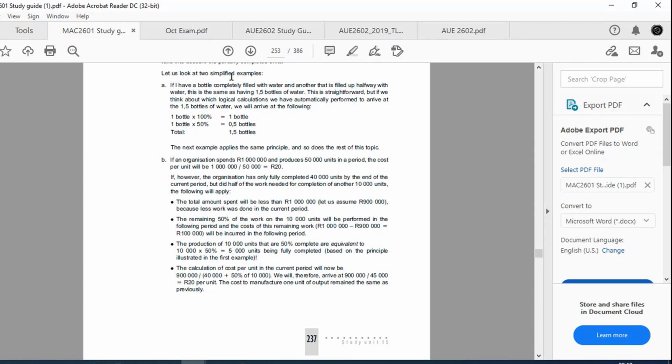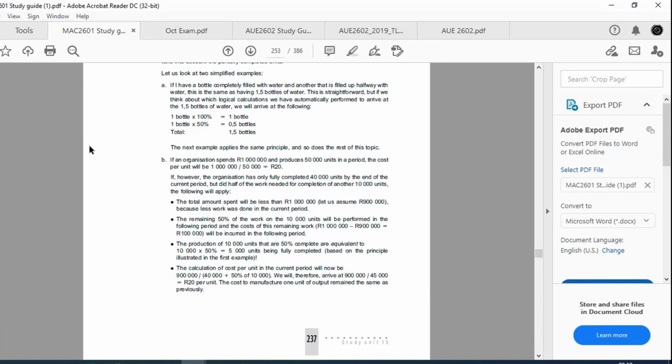So let's look at the following examples. If I have a bottle completely filled with water and another is halfway with the water, this is the same as saying it will be 1.5 bottles of water, right? It's straightforward. However, when you try to look at it in the context of processing and trying to measure how far we are with our process, we'll say that the first bottle is 100% complete. So that gives you 1. But the second one, because it's halfway there, it's 50% done. So hence you get to 1.5.